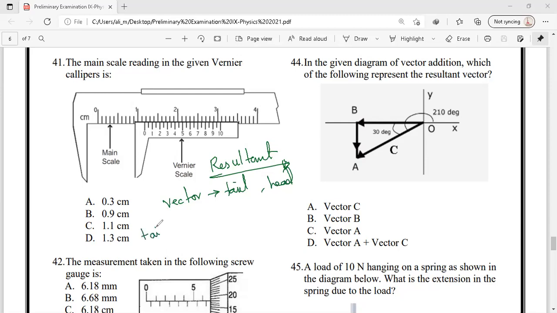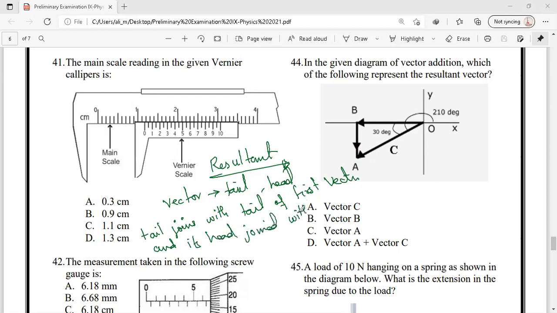So for the identification of the resultant, its tail joins with the tail of the first vector, and its head is joined with the head of the last vector. The way to draw the resultant vector is that the tail of the resultant vector is attached with the tail of the first vector, while the head of the resultant vector is always attached with the head.